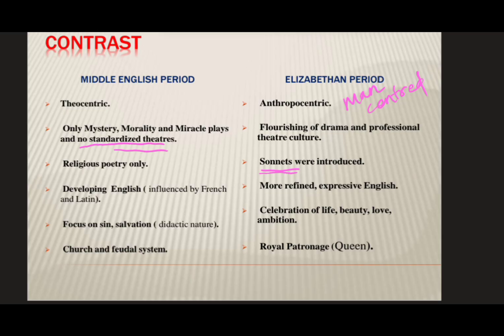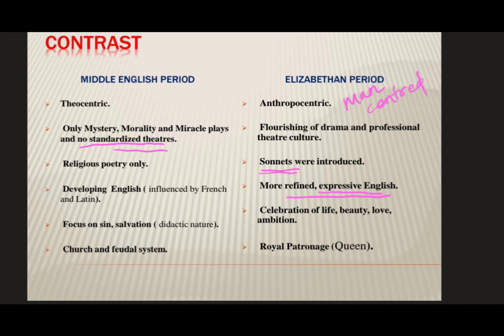Next, talking about language, we see the Chaucerian period had developing English. It was heavily influenced by French and Latin. So English was under development, and as there were the Germanic tribes and there were the French people, Norman people, the English was not yet fully developed and it was heavily under the influence of the French language and Latin language. But when we come to Elizabethan period, it was still not fully developed, but it was comparatively more refined and expressive than Middle English period.